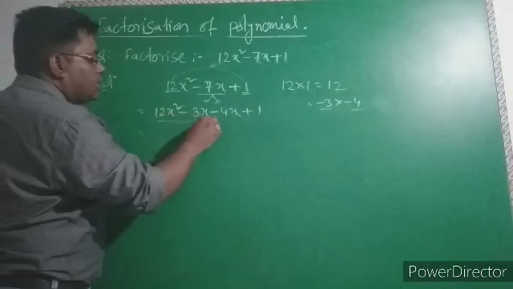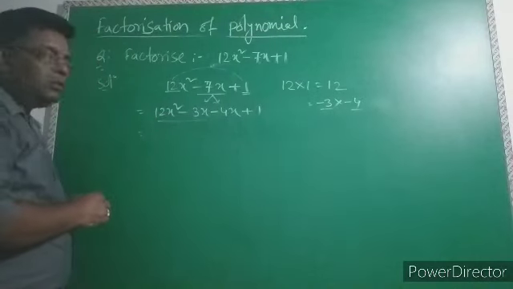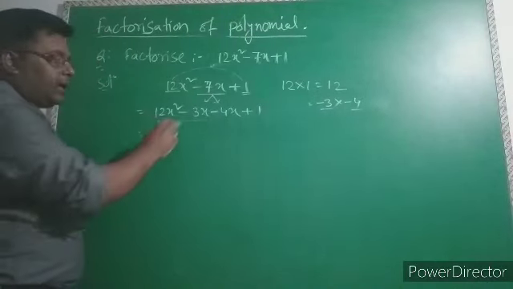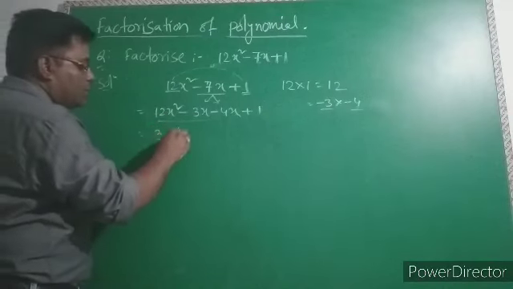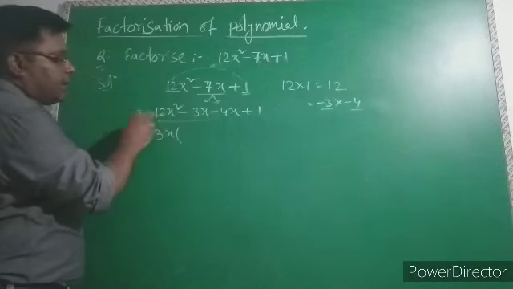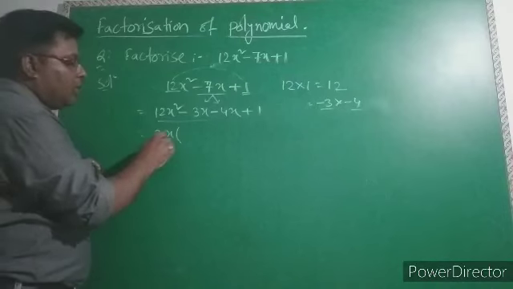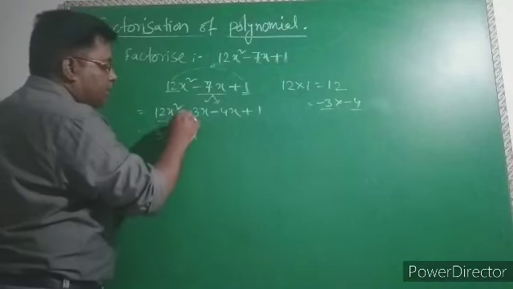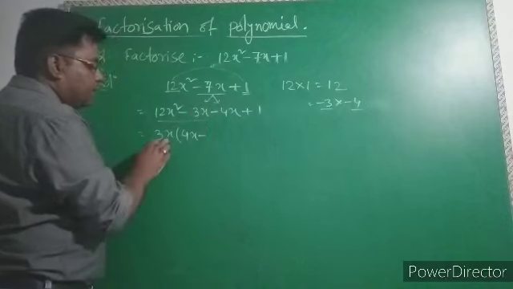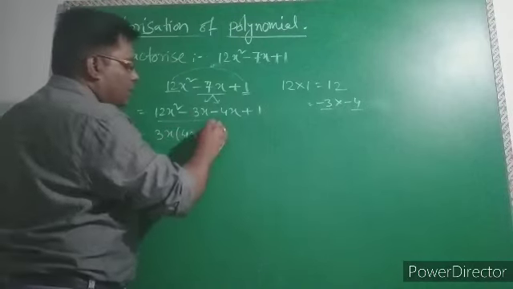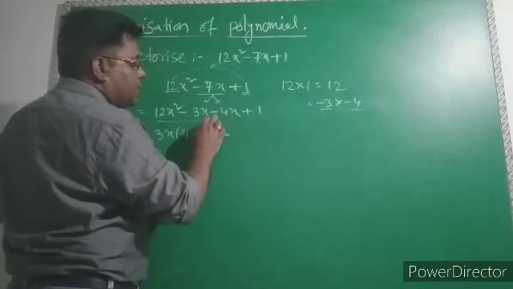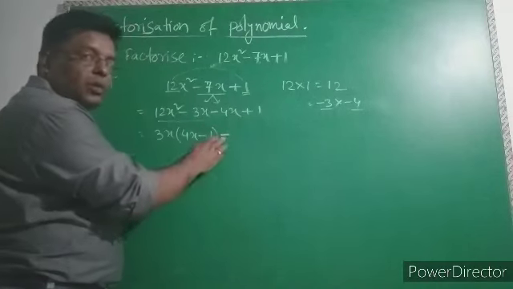Now from these two you have to take common. So 12 means 3 into 4 and 3 is here. So from 3 and x square and x, you can take 3x common. So 12 is 3 into 4. If you take 3x common, 4x is left, and minus 3x is already taken outside the brackets, so it will be 1. Minus and plus, common is minus.